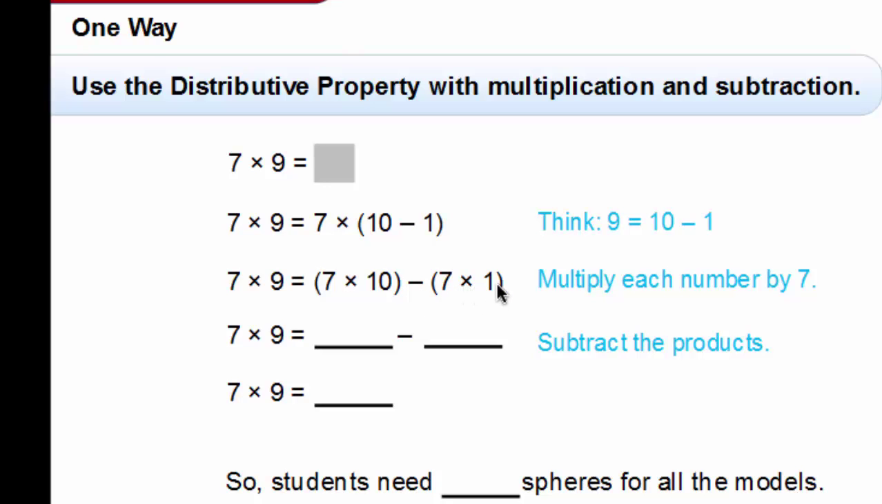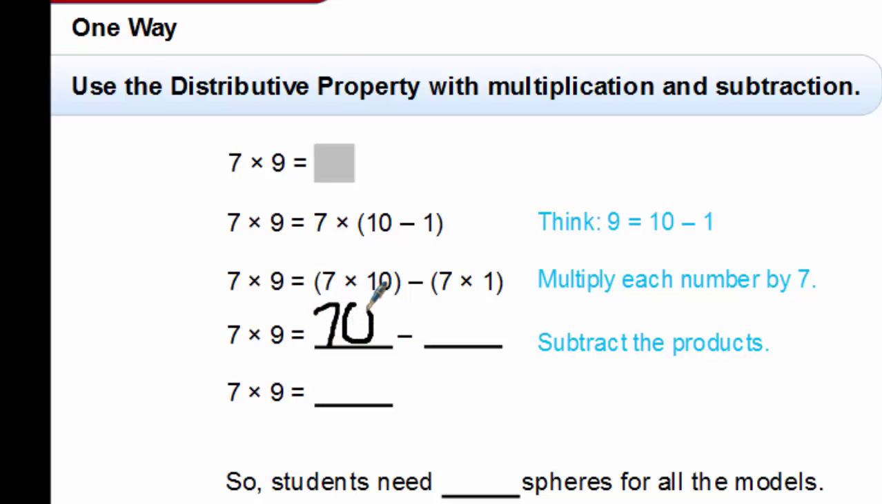Minus 7 times 1. Because what we're really doing here, boys and girls, we're taking an array of 7 rows of 9, and we're making it into 7 rows of 10, because that's easy, we know our 10s. Then we're going to subtract 7 rows of 1. We're just going to pull that 7 rows of 1 out so that we just have 7 rows of 9 left. So 7 times 10 is what, everybody?